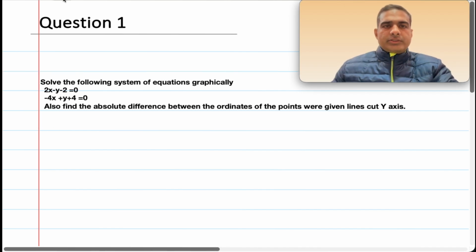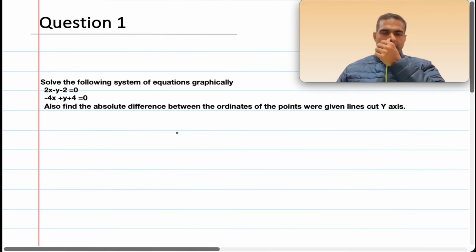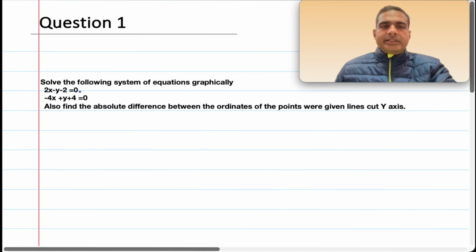So the first question, solve the following system of equations graphically. The equations are 2x minus y minus 2 is equal to 0, minus 4x plus y plus 4 is equal to 0. Also find the absolute difference between the ordinates of the points where the given lines cut the y-axis. So first of all, we have to solve these two equations. So let's start.